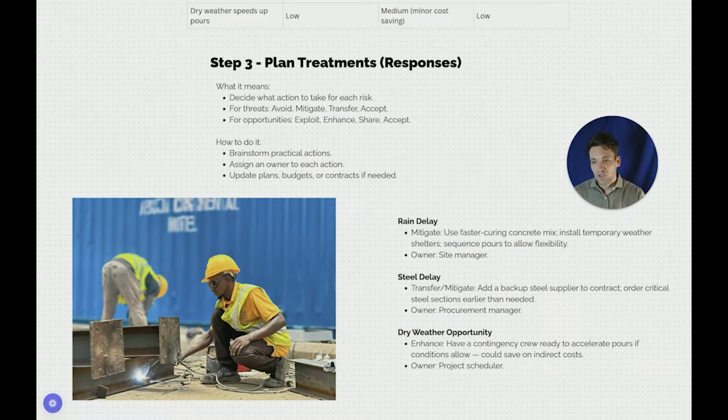And then for the dry weather opportunity, we want to enhance it basically by just having a contingency crew available, so that if we get particularly good weather, we can bring in extra resources and finish the works as quickly as possible. The owner is going to be the project scheduler.